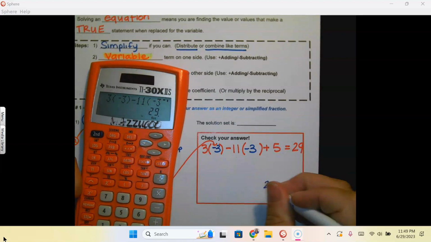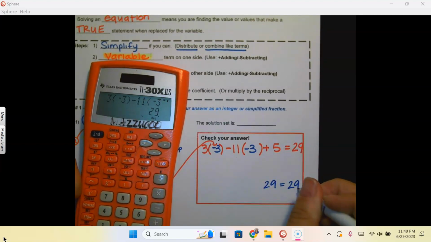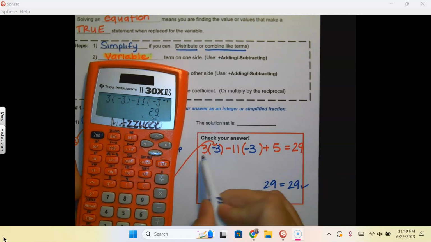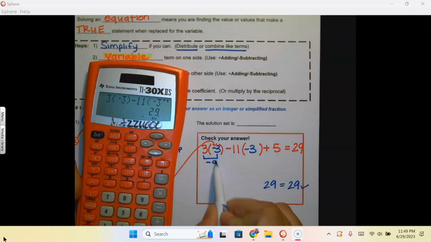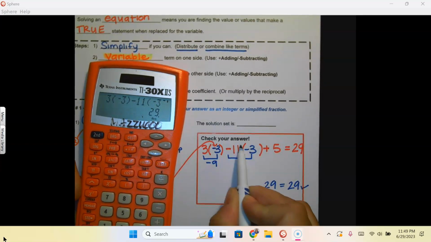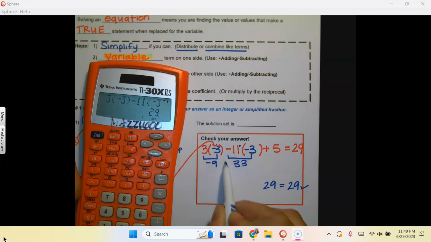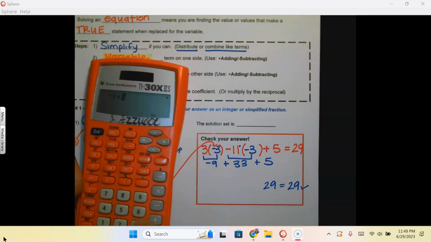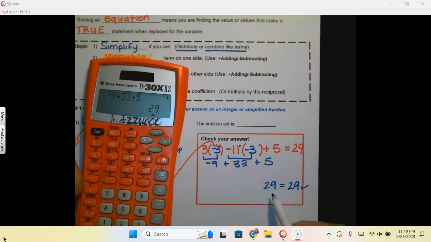So we get 29 on both sides. So then we would know our answer is right. Now without a calculator, we would have -9 here. -11 times -3, that's 33 positive. And then -9 plus 33 plus 5, as you can see, is 29.